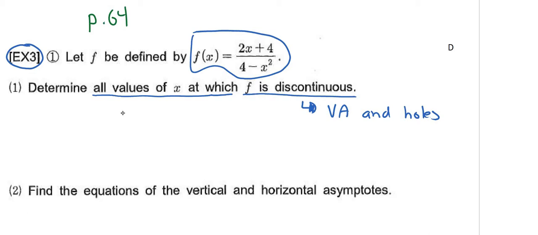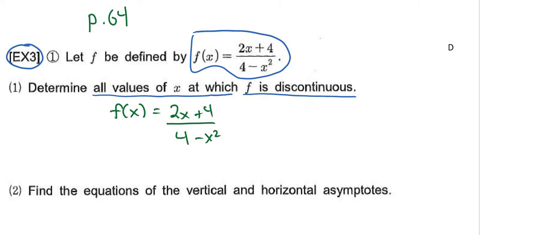I will start by rewriting the problem out. I will write out f of x equals 2x plus 4 over 4 minus x squared. And right away we can probably factor the numerator and the denominator. If I factor the numerator, I get 2 times x plus 2. And on the denominator, I get 2 plus x and 2 minus x.